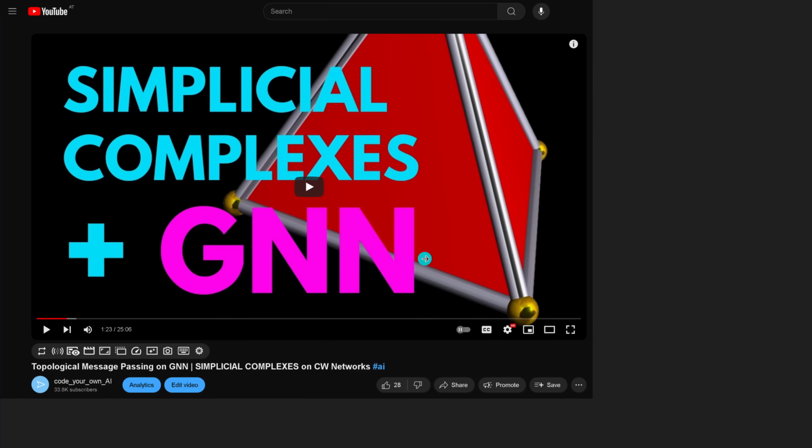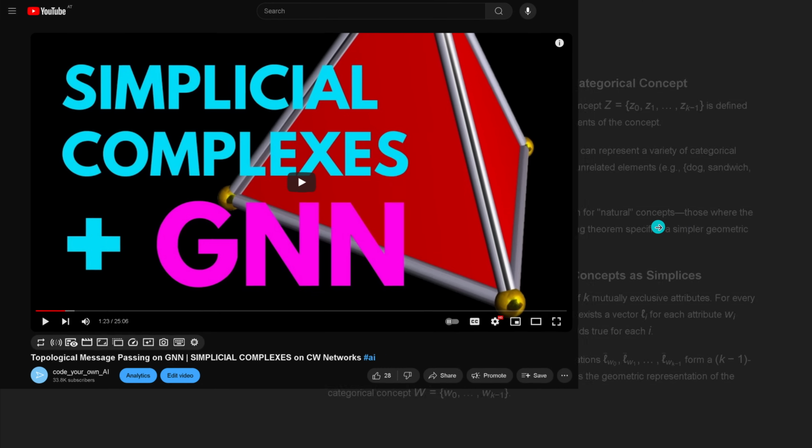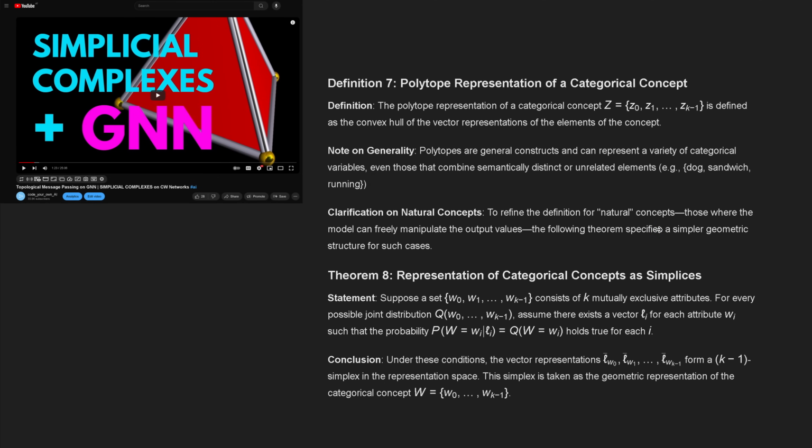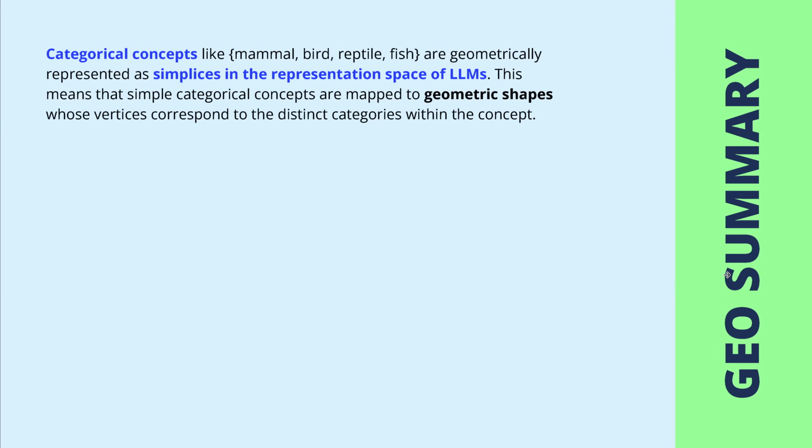And if you still dare to ask, what is a simplicial complex here in a graph neural network, you remember I have here this beautiful video. And yes, I'm sure that all of you have seen it. If not, here two definitions of a polytope representation of a categorical concept and theorem 8 here, the last one where I showed you a little bit of mathematics, the representation of a categorical concept as simplices. So we do have the mathematical tools to understand this now.